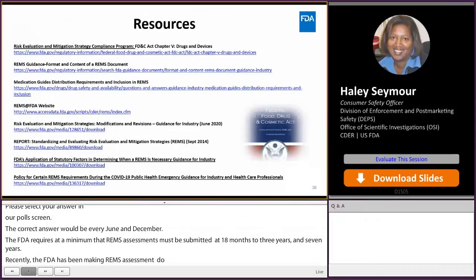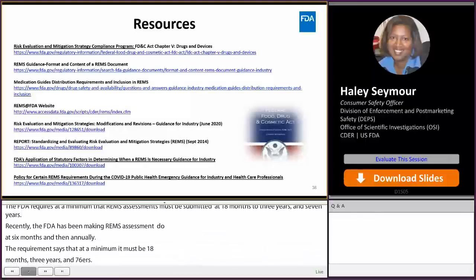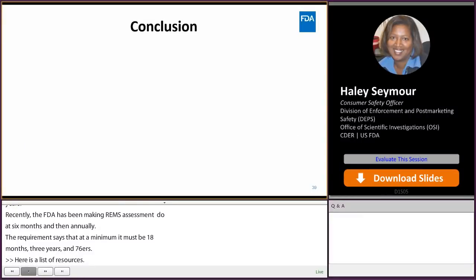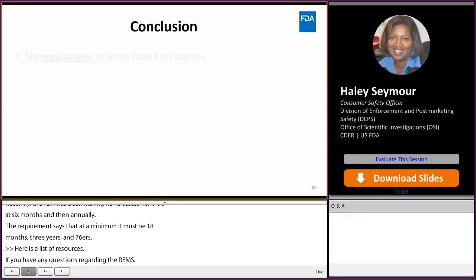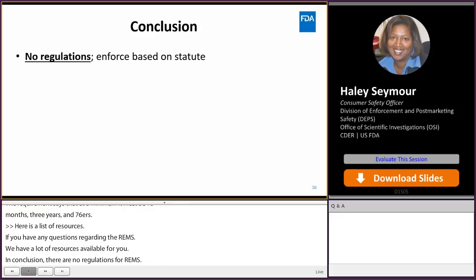Here is a list of resources. If you have any questions regarding the REMS, we have a lot of resources available for you. In conclusion, there are no regulations for REMS. However, Section 505 of the Food, Drug, and Cosmetic Act authorized FDA to require REMS. We enforce based on this statute.